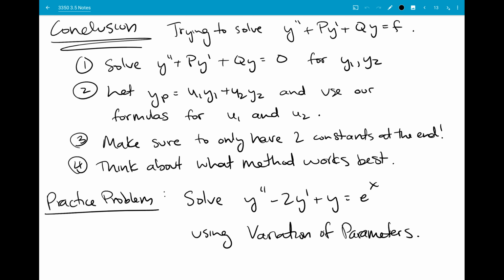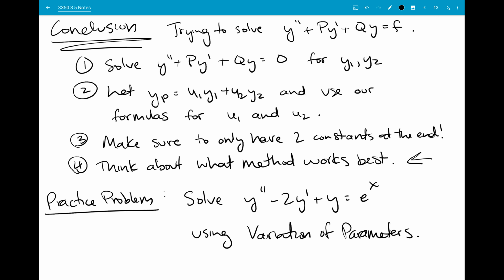So I summed up what I thought we did right here on this conclusion page. So we were trying to solve y double prime plus py prime plus qy equal to f. And in this section, we just assume this problem has already been solved. We're finding our general solution for the homogeneous case. We take this form for what the particular solution should be, and we use our formulas to solve for the functions u1 and u2 in that solution. And then there's this special warning that we have to make sure we only have two constants at the end. And then in general, you should think about what method's actually going to work best for you.